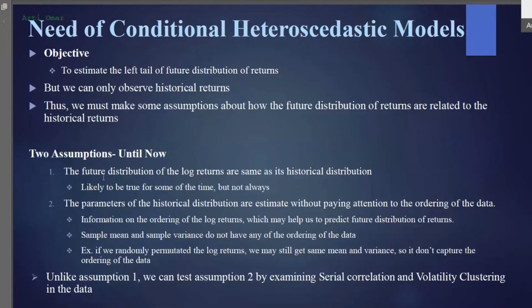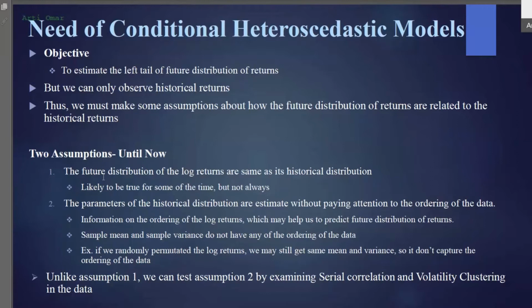So you basically understand two things, that the conditional heteroscedastic models are required because so far we have two assumptions. The one is that future prices can be predicted from the past prices, which is not always true.